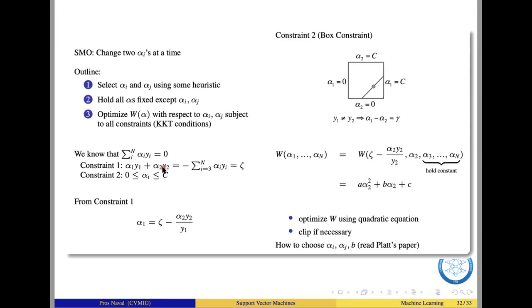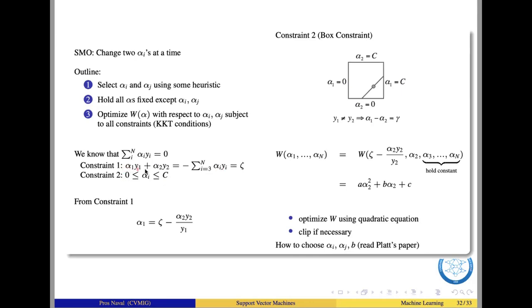Now say we have alpha 1 and alpha 2. So for simplicity, just have alpha 1 and alpha 2 as the target variables. And since this is equal to 0, alpha 1 y1 plus alpha 2 y2 is equal to the negative of everything else, i equals 3 to n, for this to be equal to 0. Right? And we call this quantity here psi. And the second constraint is that alpha I is between 0 and some constant c.